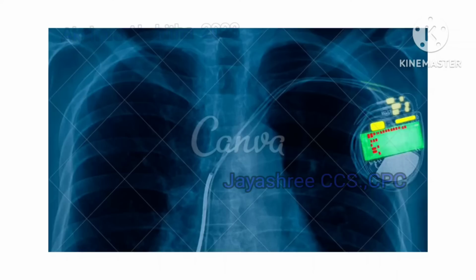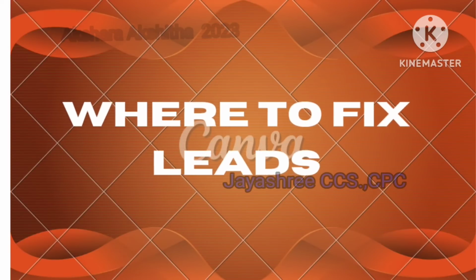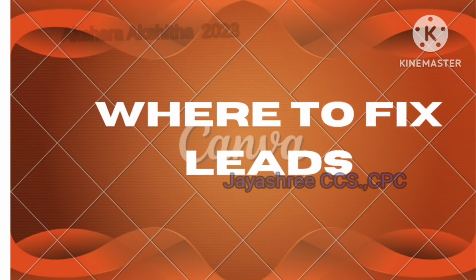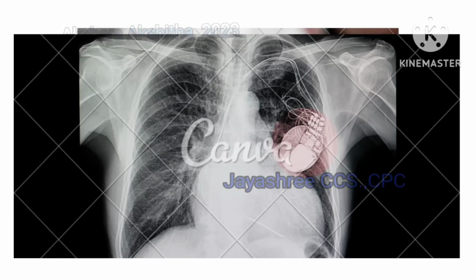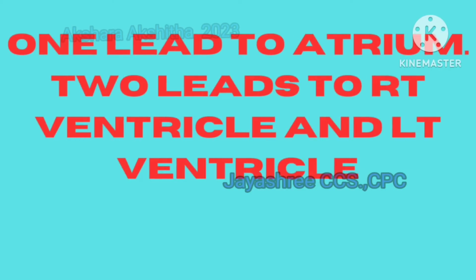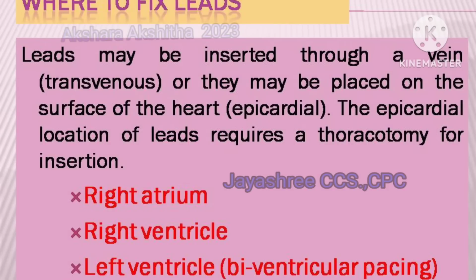So where to fix the leads? Now let's see where the doctor will fix all these parts in our body. First, let's see where to fix the leads. Leads may be inserted through a vein, which is called the transvenous method, or leads can be fixed by the epicardial method. Epicardial location of leads requires thoracotomy for insertion. So there are three methods by which leads can be fixed: transvenous method, endoscopy method and epicardial method.